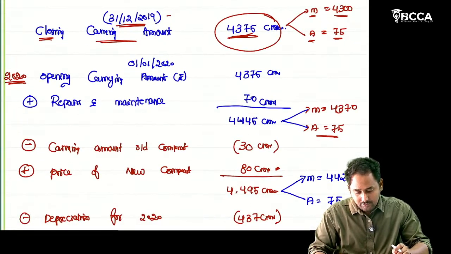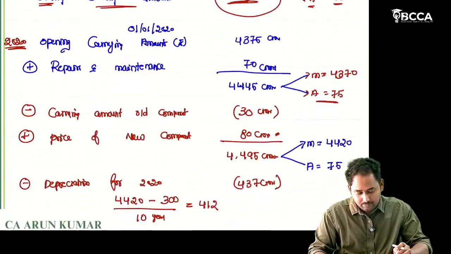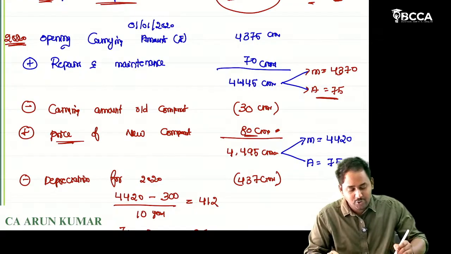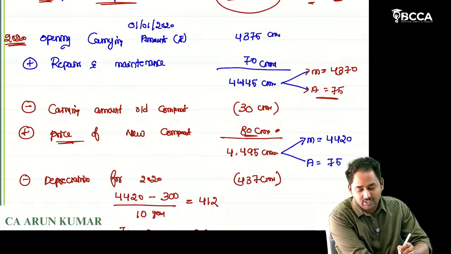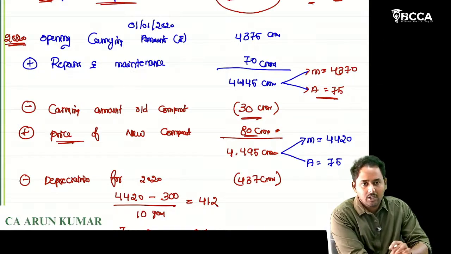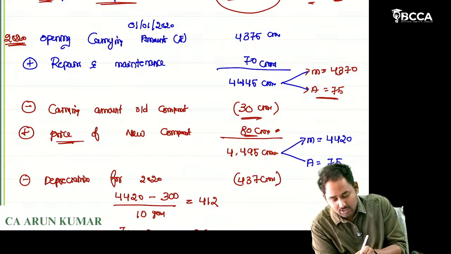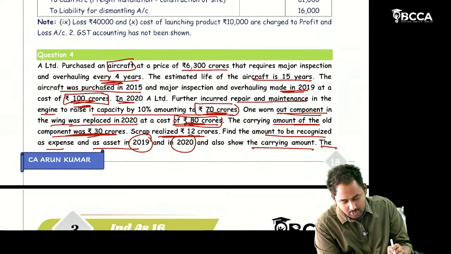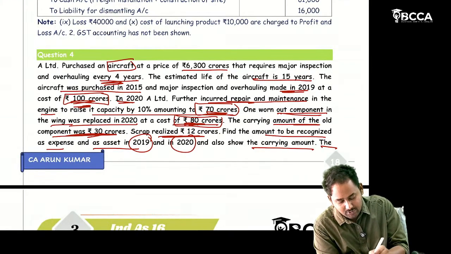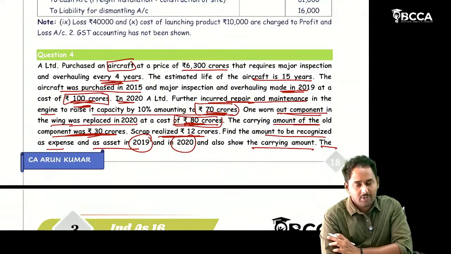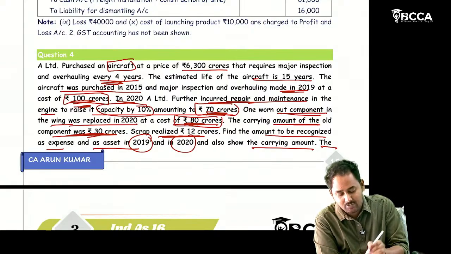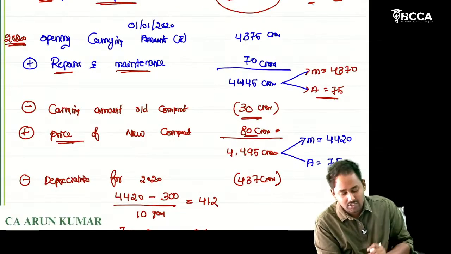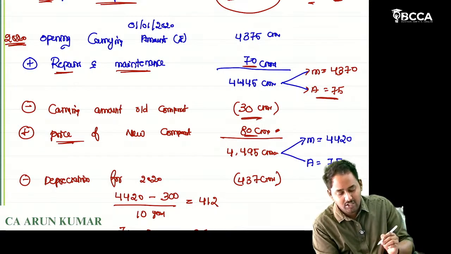It should be added back to the entire cost of the asset. So what happened? Here, the price of the new component, 80, should be included in the cost of the asset and 30 should be deducted from the carrying amount of the asset. Then there are repairs and maintenance expenses in 2020 itself. In 2020, we have incurred further expenses of 70 crores. But because of this 70 crores, the capacity is increased by 10%. So we should add it to the cost of the asset, meaning we should capitalize it. So that's why we have included 70 crores.